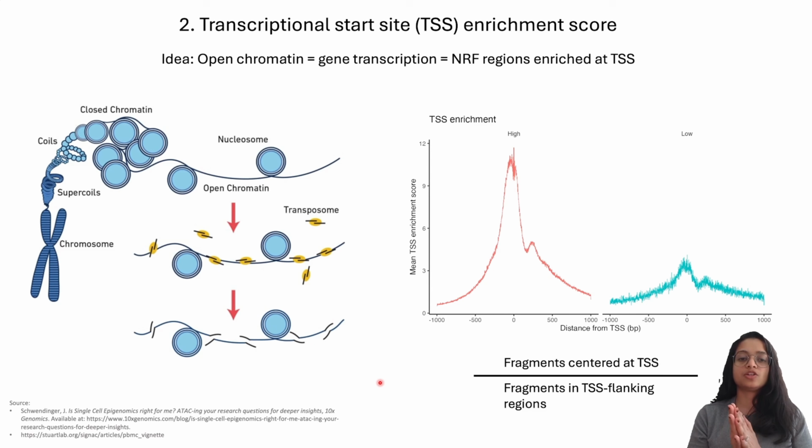So the transcription start site enrichment score is calculated by taking a ratio of the fragments centered at the transcription start site over the fragments in the TSS flanking regions, that is, around the TSS regions. So with regards to single cell ATAC, we ideally want to retain all the cells that have a high transcription start site enrichment score.